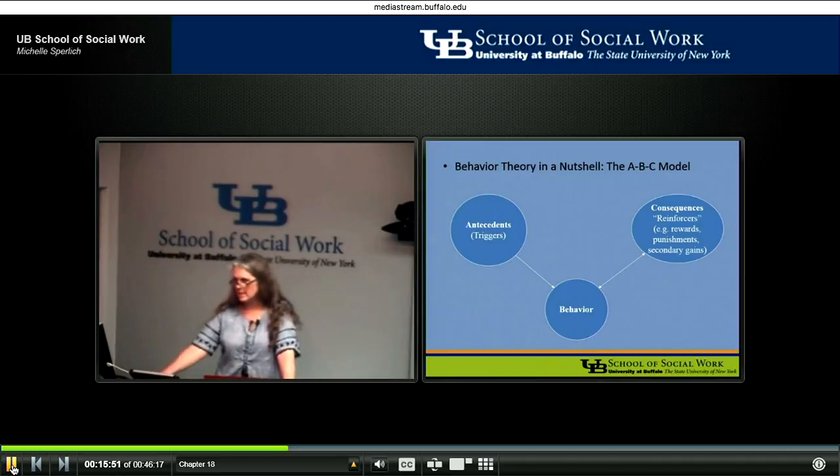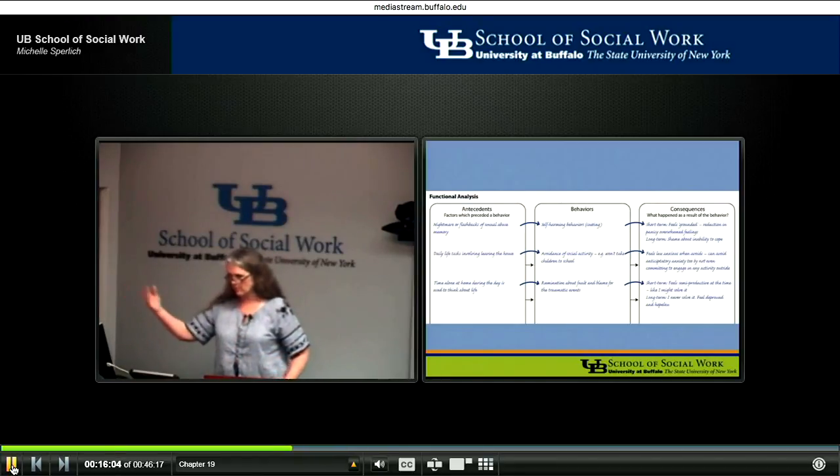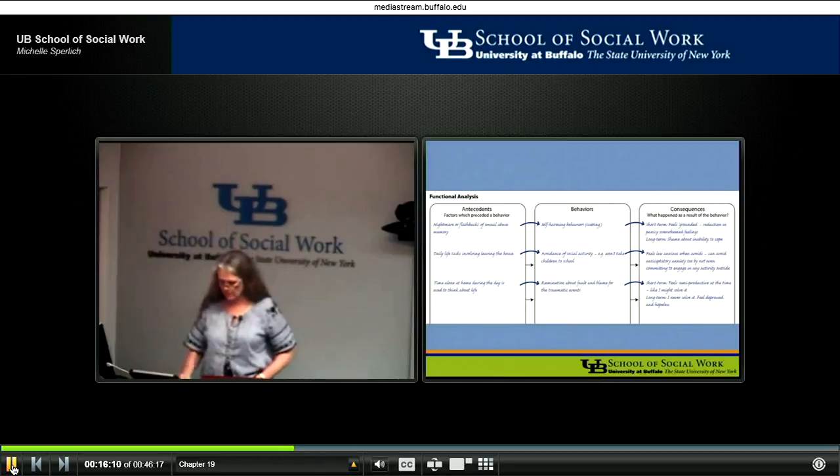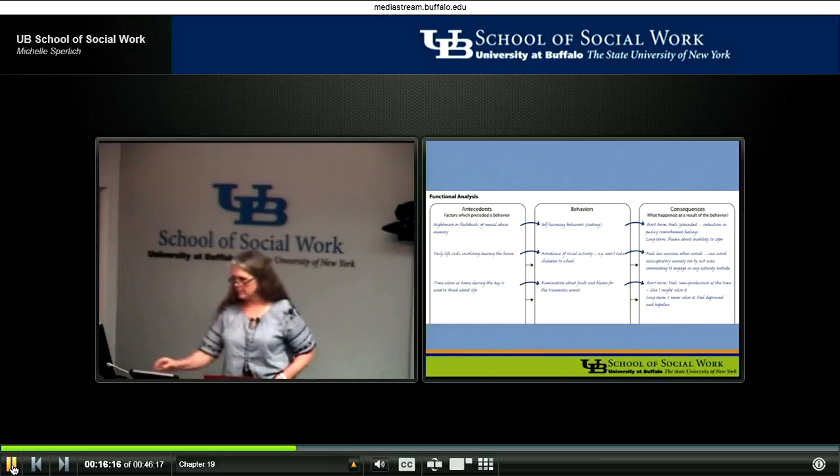Just to put this in a nutshell, it's the ABC model. That's right. You have your antecedents or triggers, and then the behaviors that are related to the trigger, and then the consequences of that trigger. Are there rewards from that behavior? Are there punishments related to that behavior? Or are there some secondary gains related to that behavior? This is just another way to depict this.